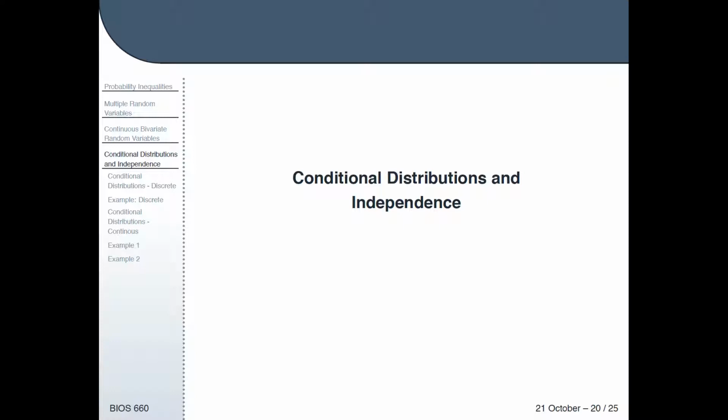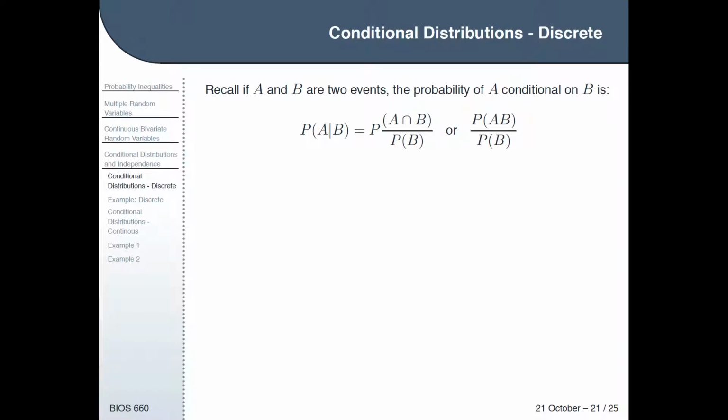So anyway, now conditional distributions and this idea of independence. You'll recall, if A and B are two events, then we define the conditional probability of A given B, which intuitively is the probability that A happens given that B has already happened. This is defined to be the probability of A and B over the probability of B, and well, that's nice.